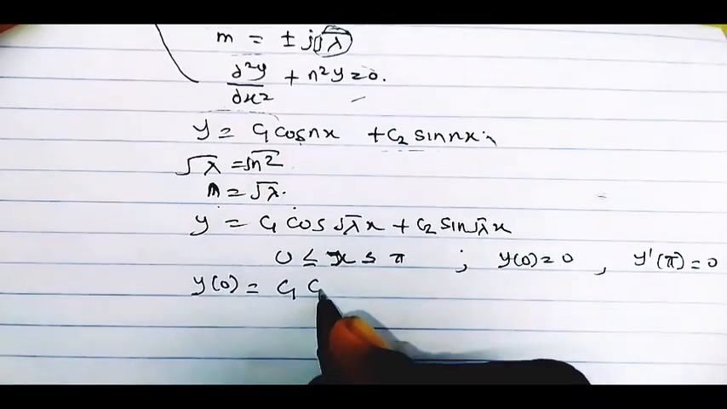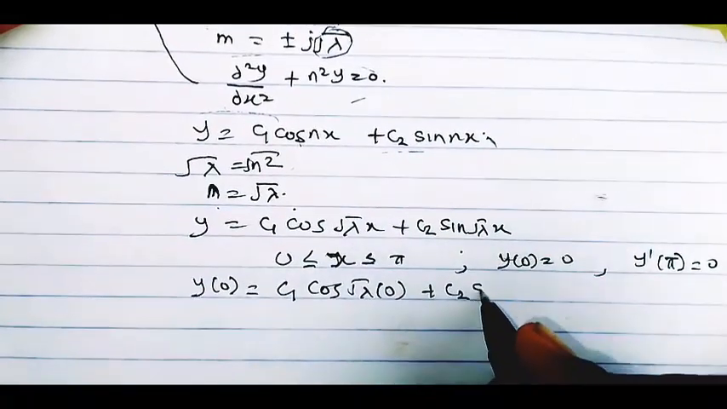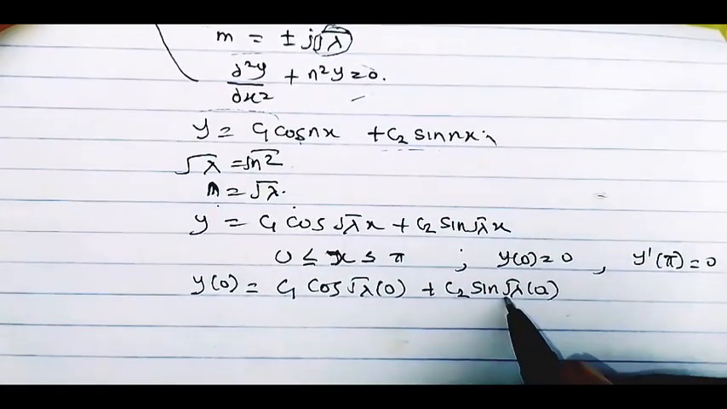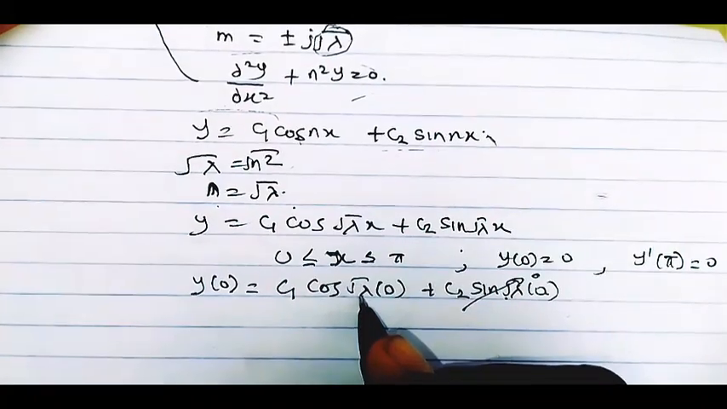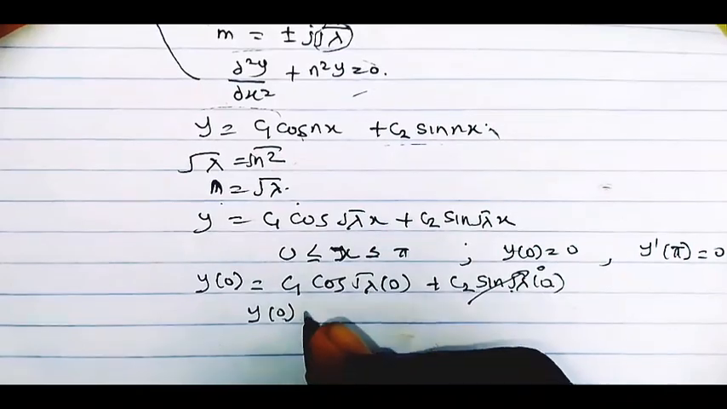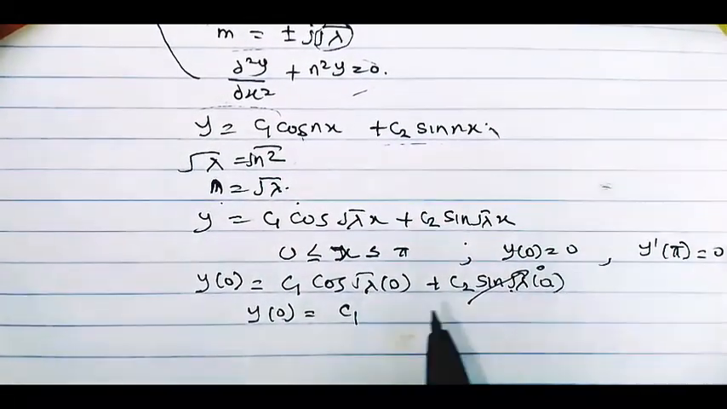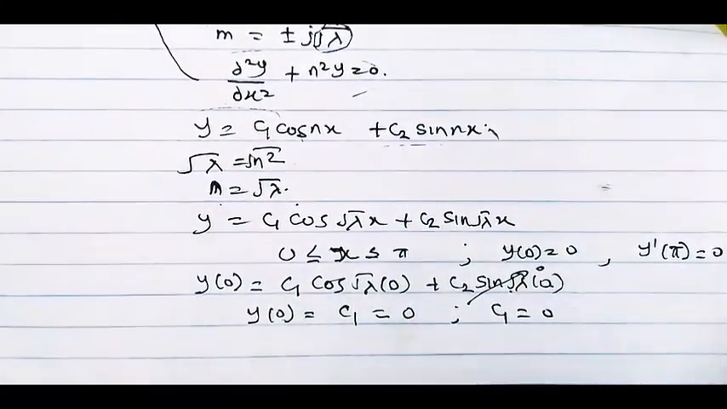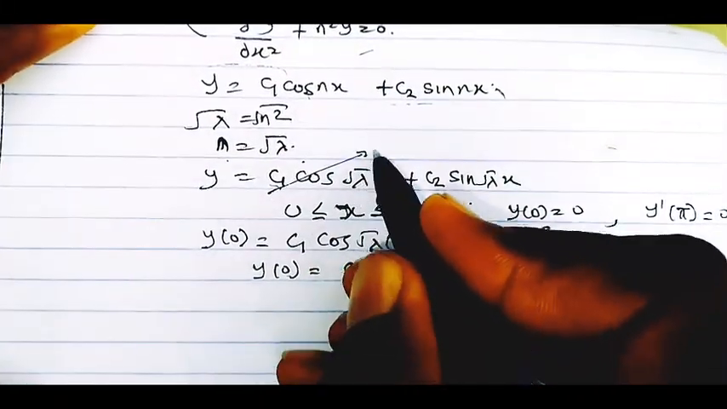this is c1 cos lambda times 0 plus c2 sin lambda times 0. And we know that sine 0 is just 0, and 0 times this is 0, but cos 0 is 1. So this is c as a function of 0 is c1, right? It's equal to c1, and since they said it's also equal to 0, c1 is equal to 0. So that's that.